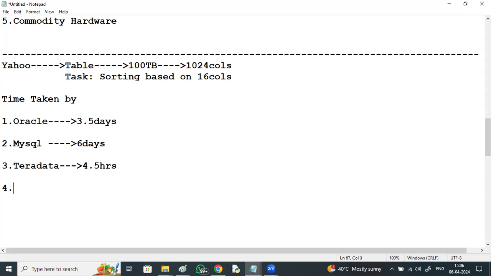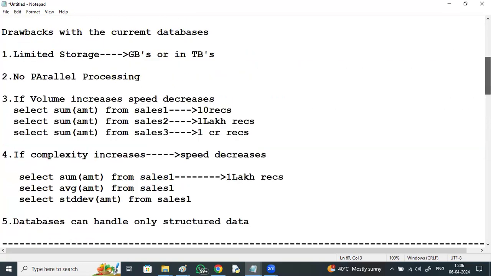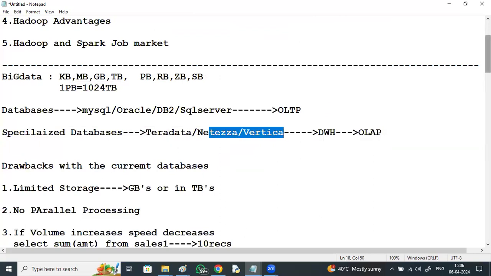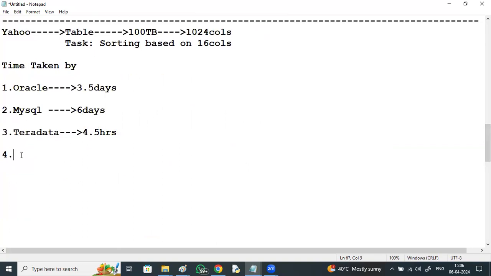We also have other specialized databases like Teradata, Netezza, Vertica. Teradata took 4.5 hours, Netezza just 3 hours. And finally, Hadoop took just 3.4 minutes to process it. The latest version of Hadoop took just 1.2 minutes. Other systems took days or hours, but Hadoop took minutes.